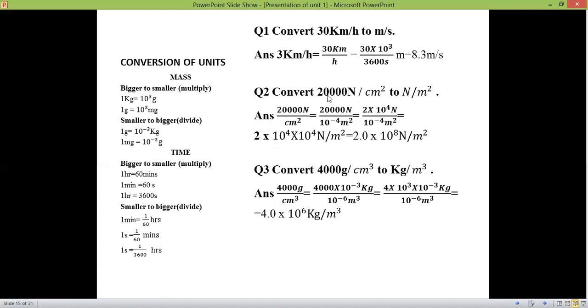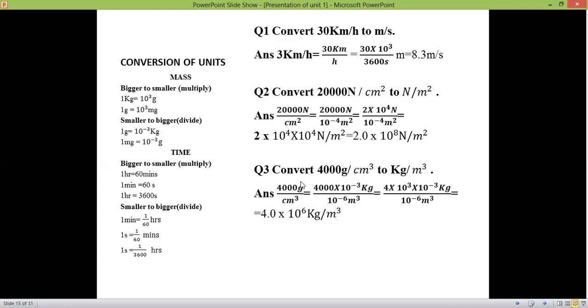Next question, convert 20,000 Newton per centimeter square to Newton per meter square. So Newton is not to be converted. Centimeter square is to be converted to meter square. So 20,000 Newton over centimeter square, it will be written like this, and then in the next step centimeter square will be replaced by its equivalent value in meter square, and that is 10 power minus 4 meter square. On simplification, the answer is 2 into 10 power 8 Newton per meter square.